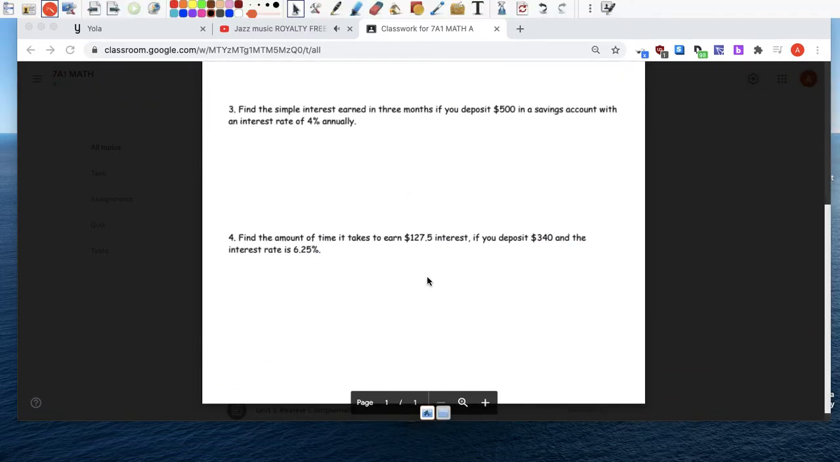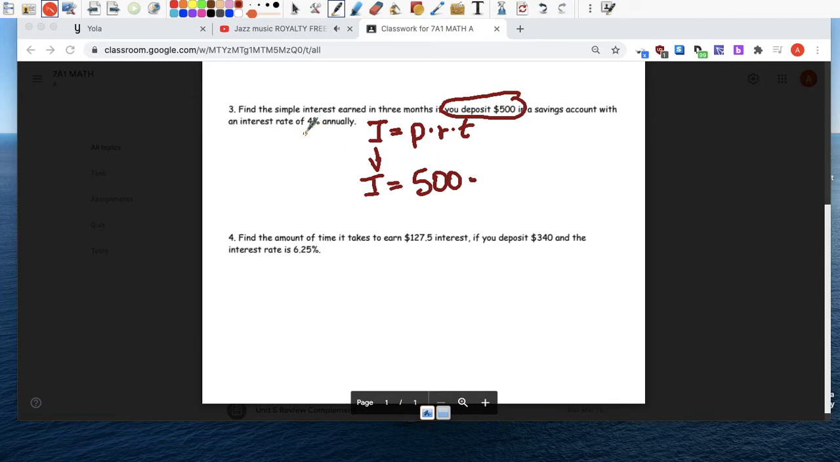Alright, so question 3. Find the simple interest. Okay, so same thing. ¿Cuánto ganaste? In 3 months, in 3 meses, if you deposit 500 with a 4% interest rate. So I equals PRT. Interest es lo que queremos. Principal, how much do we deposit? We deposit 500. What was the interest rate? 4%, pero how do we write 4%?